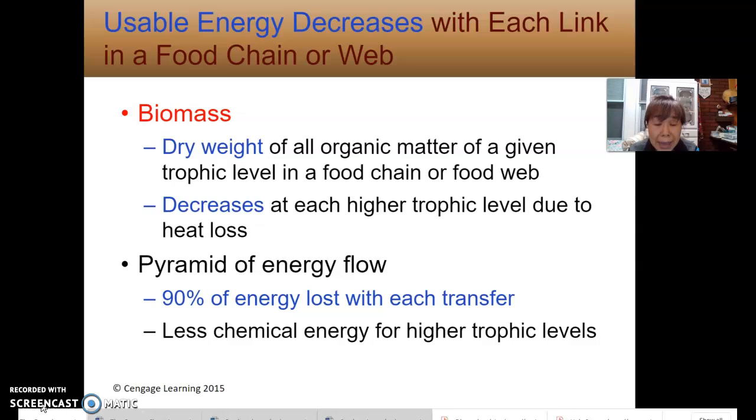If you look at energy from a lower trophic level to a higher level, you would see a pyramid. This one is called a pyramid of energy flow. So 90% of energy is lost with each transfer. This number, 90%, you need to remember. So there is less chemical energy for higher trophic levels.